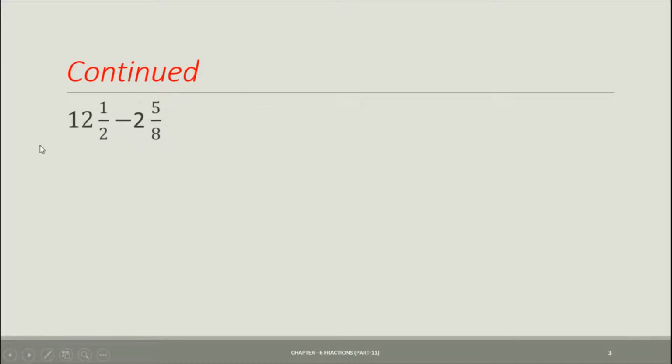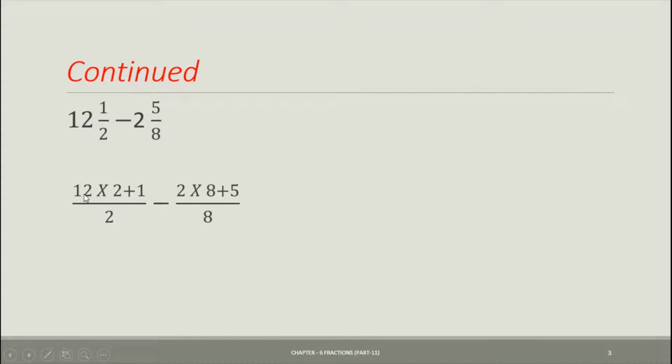So scholars, first of all we have to convert these mixed fractions to improper fractions, and we know how to do it. For that we multiply the whole number with the denominator, and then add the product to the numerator. So for this sum: 12 multiplied by 2 plus numerator 1, divided by the denominator itself, that is 2, minus 2 multiplied by 8 plus numerator 5, divided by denominator 8. Now we will multiply and then add.